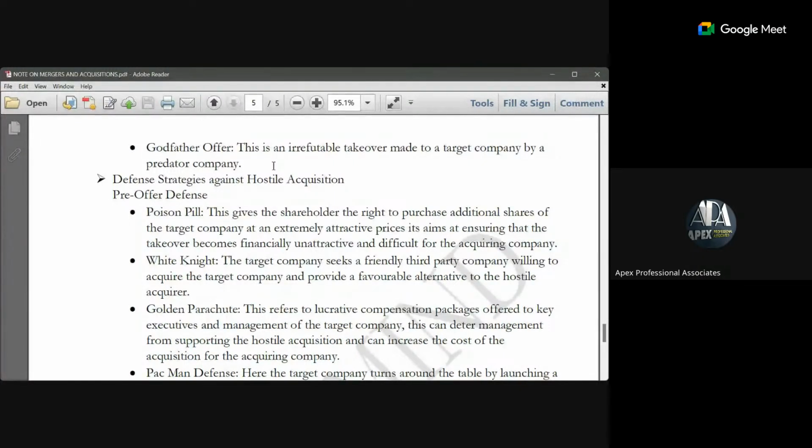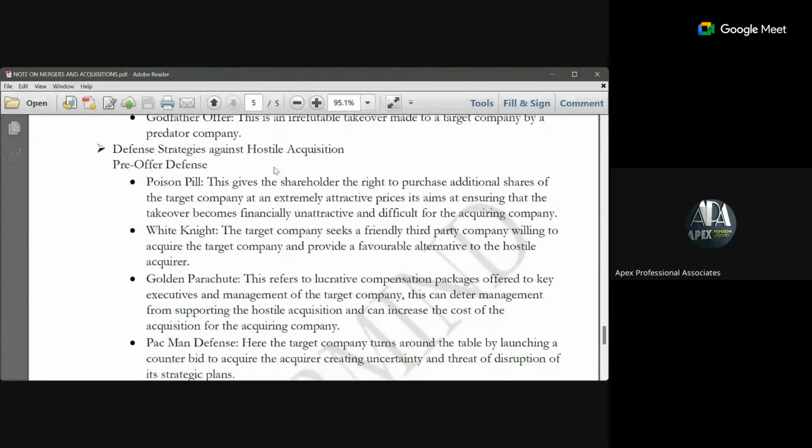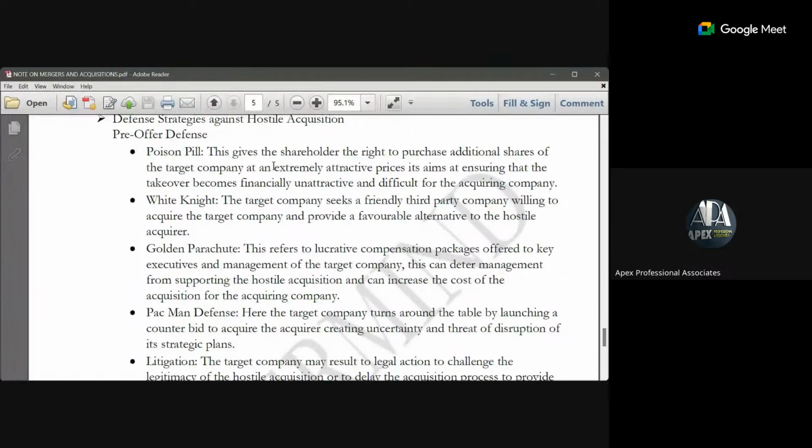So they beat that price down, making it difficult for the acquiring company and making it look unattractive, because a share value of 15 naira that now drops from 15 naira to, say, 20 naira, that is more than a 50% reduction. So it will look unattractive to the predator company. That is the poison pill. We also have the white knight. The target company seeks a friendly third-party company willing to acquire the target company and provide a favorable alternative to the hostile acquirer.